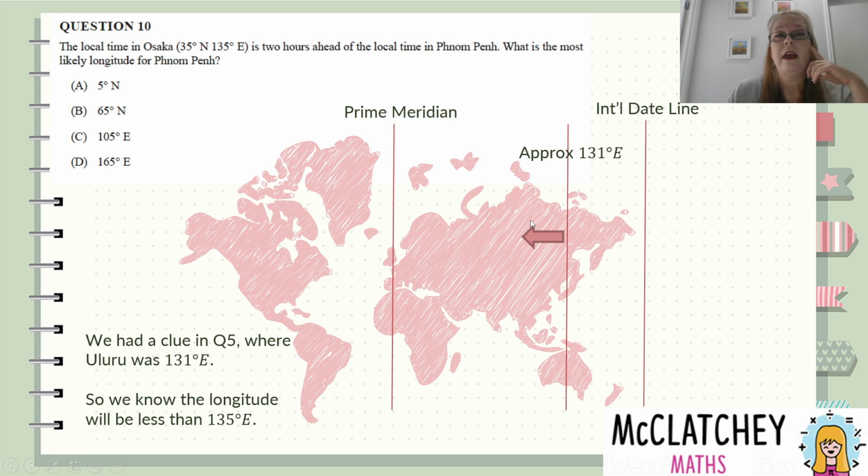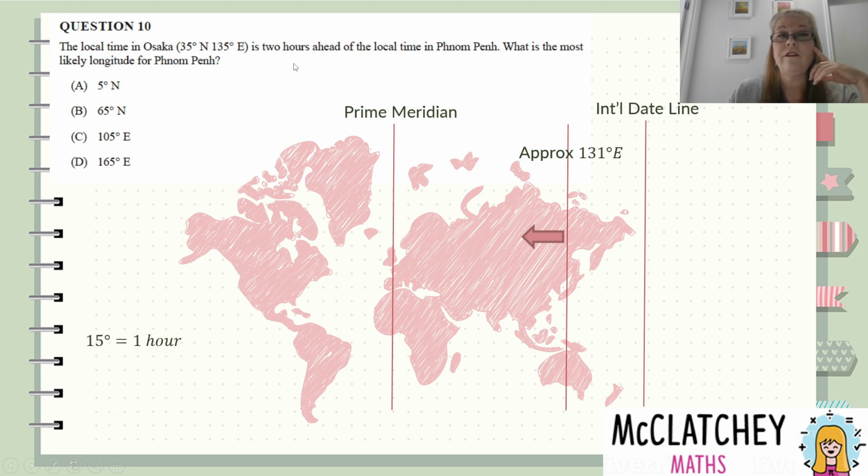Okay, so our next clue that we need to work out, there's a 2-hour difference. Now we know that 15 degrees is 1 hour, and if you can never remember how many degrees that is, you simply take 360 degrees for a full revolution of the globe, divide it by 24 hours, and you'll get that 1 hour equals 15 degrees. So if 1 hour is 15 degrees, that means 2 hours is going to be 30 degrees. That's where I get the 30 from here. So we take the 135, take 30 away, and we get 105 degrees east.